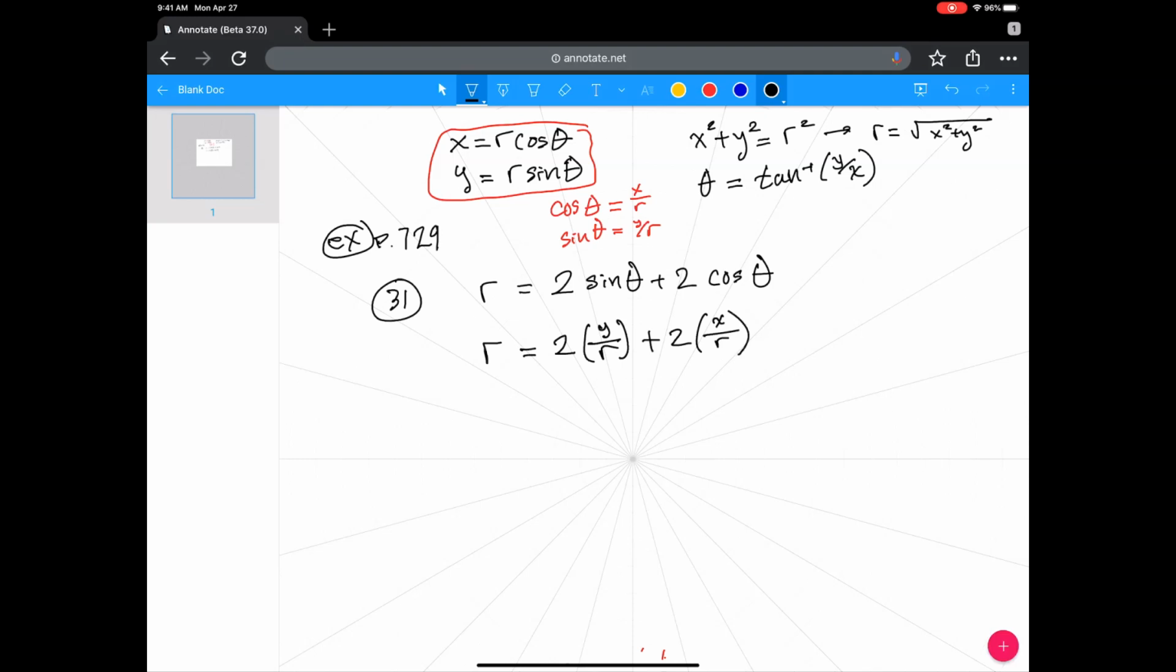This has gotten rid of the theta part, and now I have everything in terms of r, y and x. But I do have these fractions, so before getting rid of the r variable, I would choose to clear the fractions by multiplying everything on both sides by r, because then as I distribute, it will cancel out these denominators. And then what I'll have is that r squared is equal to 2y plus 2x.